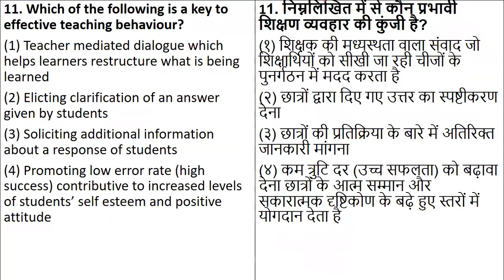Now, which of the following is a key effective teaching behavior? They have given certain behaviors, four options, and now you have to pick the effective behavior. So let's see what these options are. Teacher mediated dialogue, which helps learners restructure what is being learned. Eliciting clarification of an answer given by students. Soliciting additional information about a response of students. Promoting low error rate, that is high success.